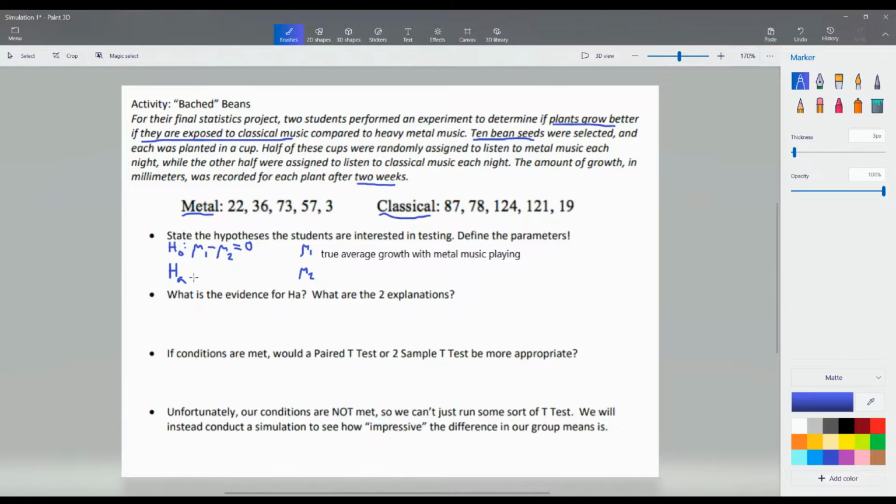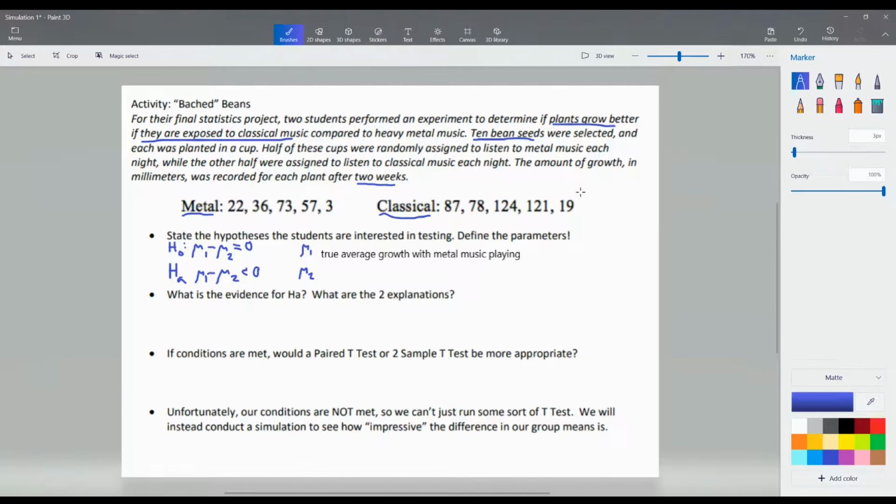In the problem, they say that they think classical music's going to do better. So that would mean that if we're looking at the difference right here, classical is going to be my second group. If this is bigger, if it helps it grow more, we would get a negative answer here. So our alternative is going to be that mu1 minus mu2 is less than 0, or in other words, the average is higher for classical music.